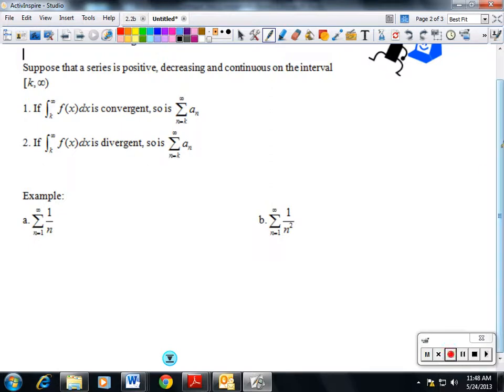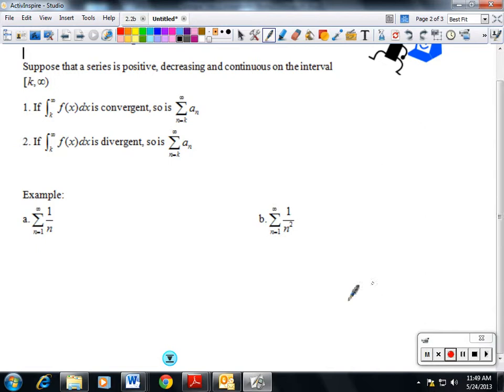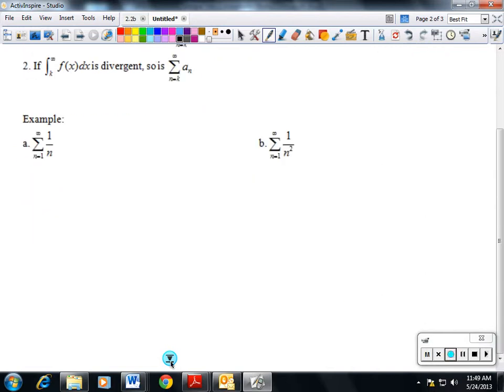The trick to the integral test is that it has to be something that you can actually integrate. So if it's something that you can integrate, then you can use the integral test. So we're just going to do the integral from 1 to infinity of 1 over x dx. And remember, this is an improper integral, so we need to do the limit as b goes to infinity of the integral from 1 to b of 1 over x dx.